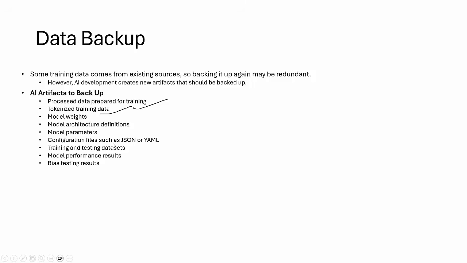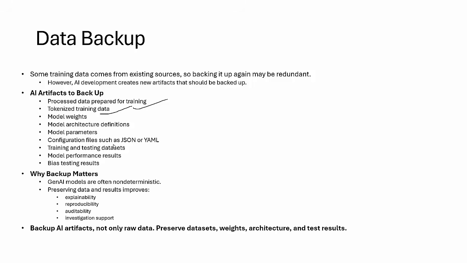Okay, model parameters, configuration files, training data sets, bias testing results. We have to collect all this data, because if you don't collect it, there is a problem. Make sure we preserve the data, because if we preserve it, it is easy to explain things. You can reproduce, you can audit, and you can provide investigations and all that. So you should back up the AI artifacts, not only raw data, and preserve all the data sets, weights, architecture, and test results, because it is very important for your AI system.